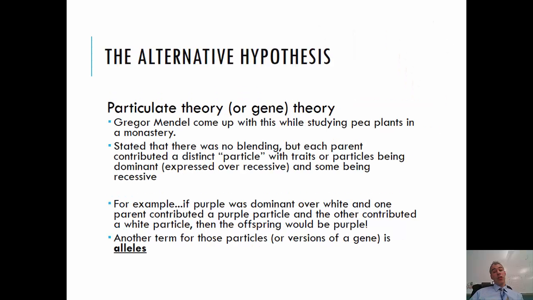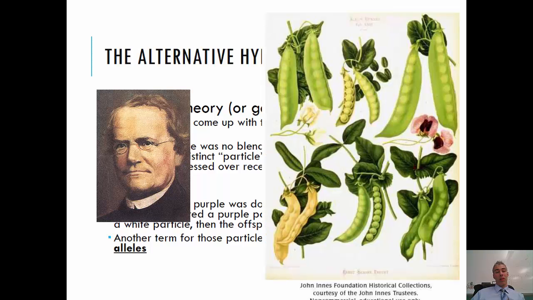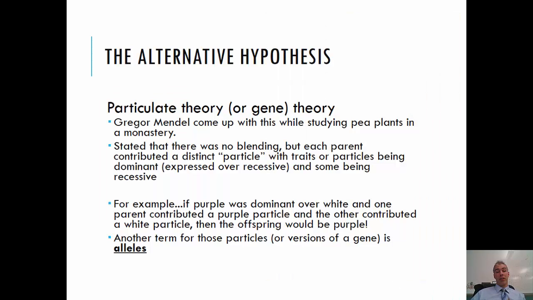All right, so the alternative hypothesis was formulated by a monk named Gregor Mendel. Now, he worked with pea plants in a monastery, because what else are you going to do during that time, right? You pray, and then you study stuff. He tended the garden, so he started noticing these interesting things that were happening when he mated pea plants together. And his theory was called the particulate theory, the idea that there's not really blending, but each parent contributes a distinct particle, as he called it.